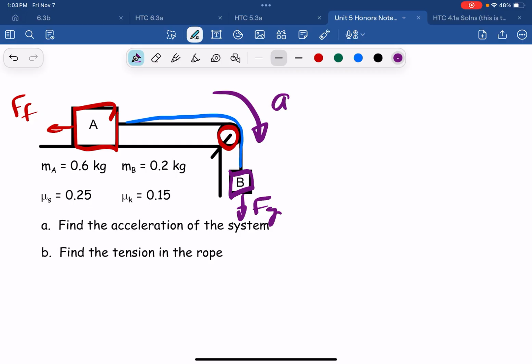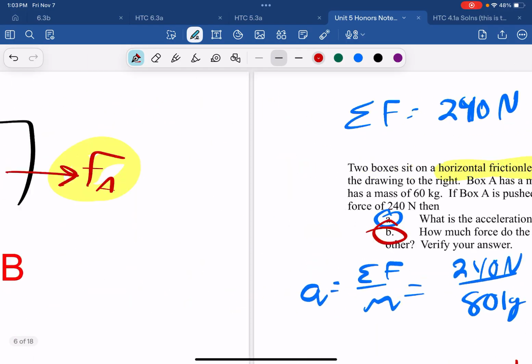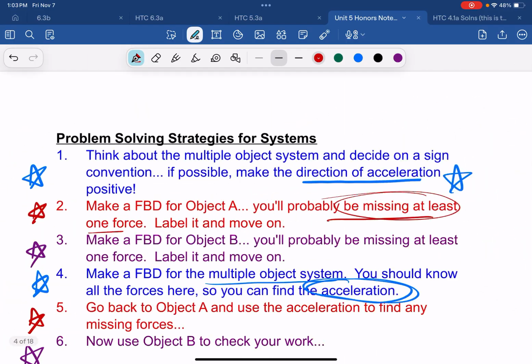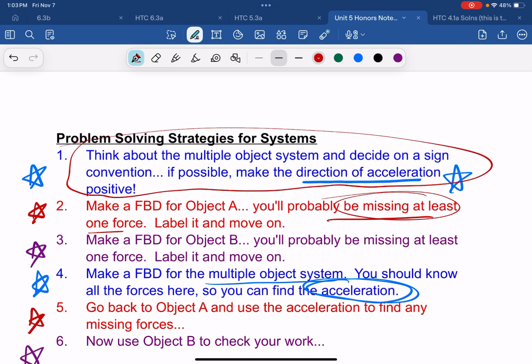Now, please notice, in this problem, if it moves, object B is going to move down, and traditionally we call down negative, but object A is moving to the right, which traditionally we call positive. So this is where that first step becomes really important. Think about the multiple object system and decide on a sign convention. If possible, make the direction of acceleration positive.